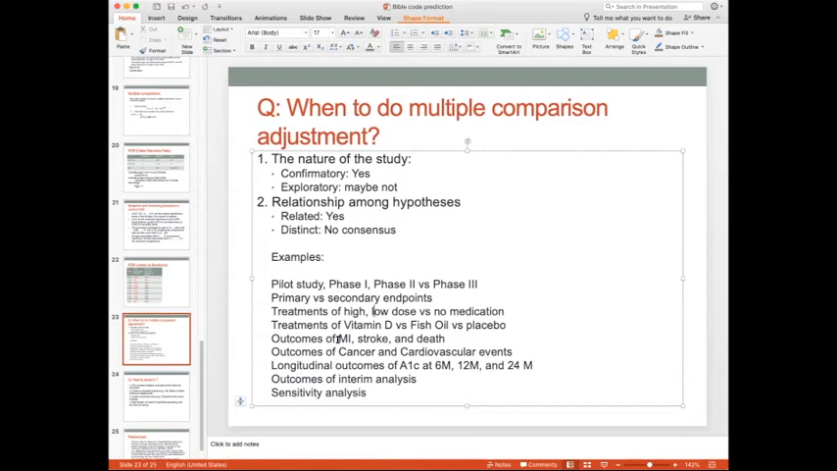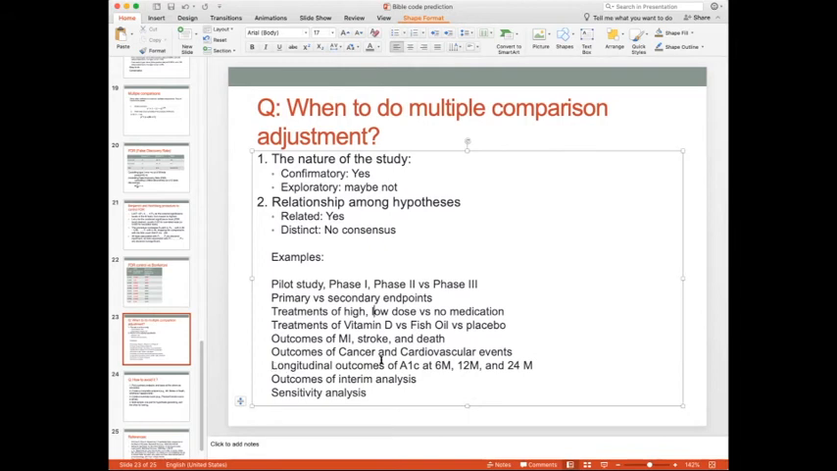And outcomes of MI, stroke, and death, so in the cardiovascular disease. You probably need to control multiple comparison because they are related hypotheses. And outcome of the cancer incidence and cardiovascular event. If we think that these two kinds of events are independent, not related with each other, they are just like two experiments, some people think that you don't need to do multiple comparison, but yeah, there's no consensus on this one.